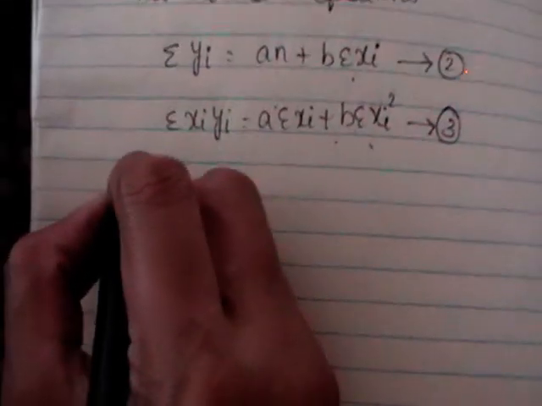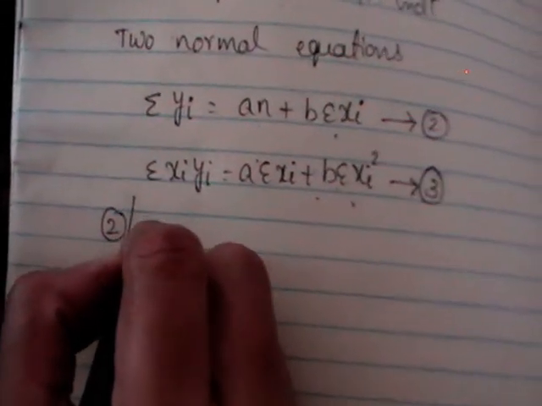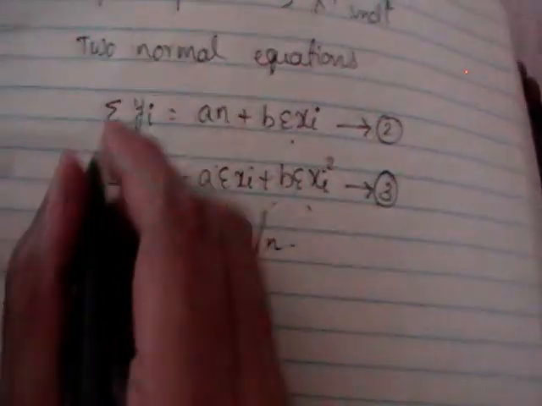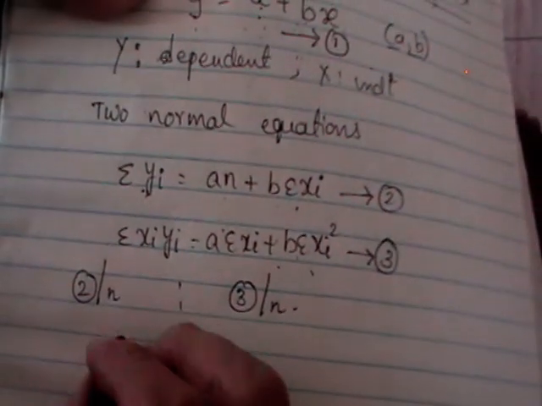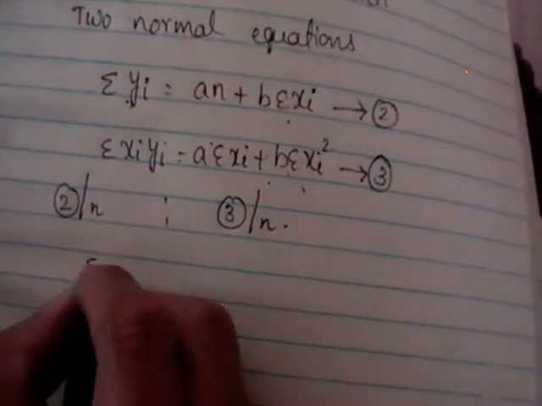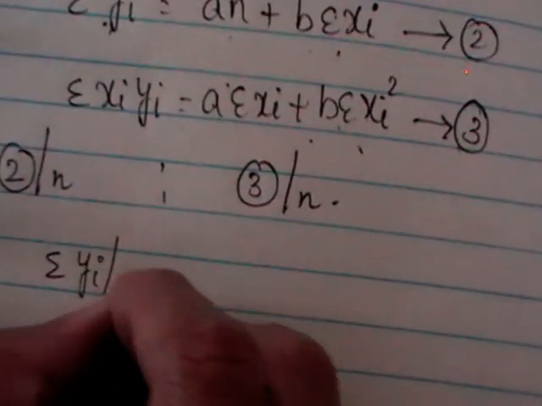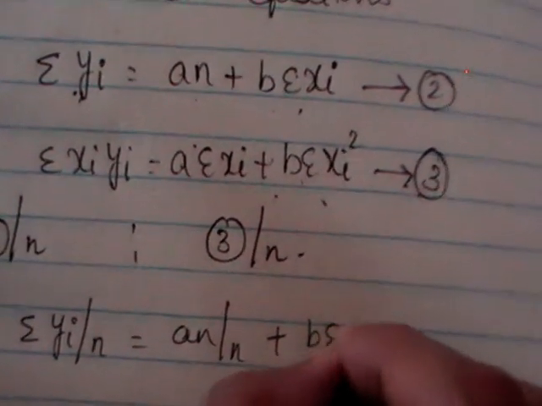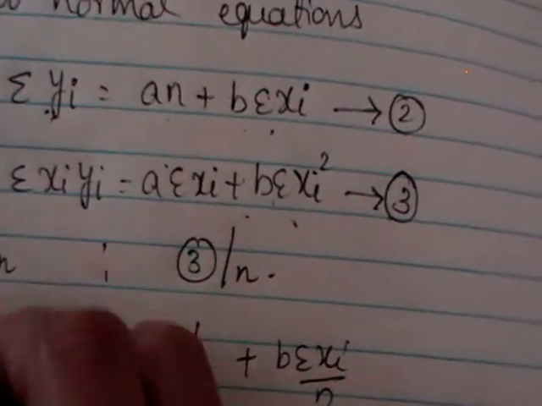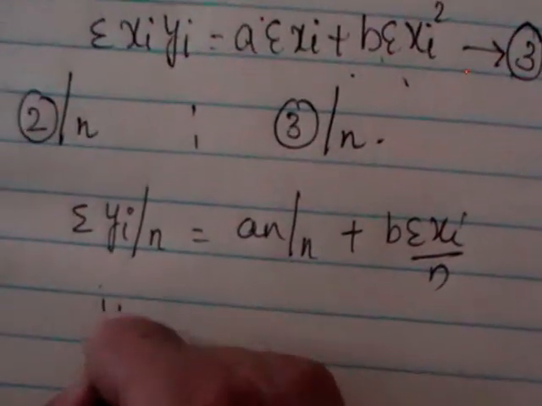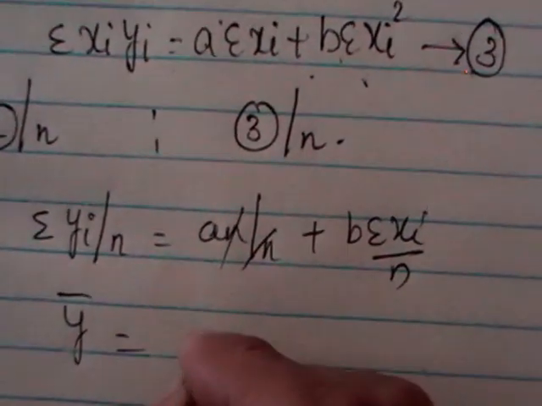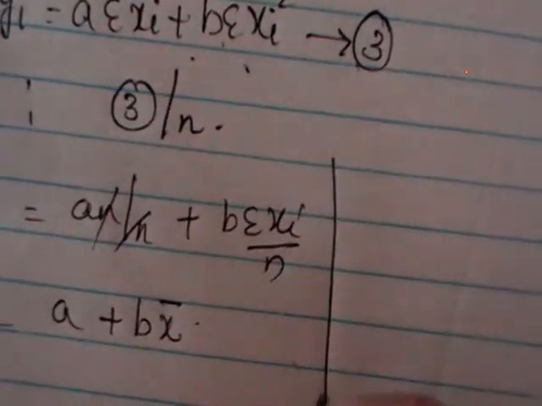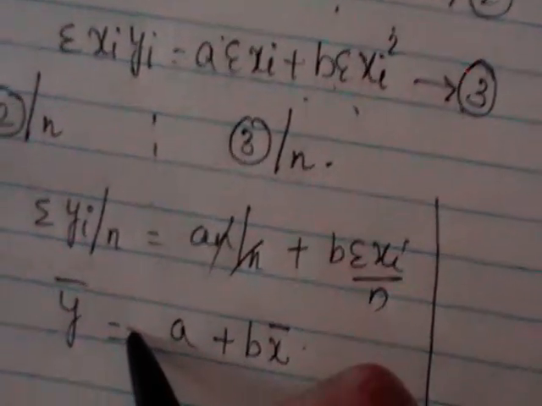Now the same steps. You divide equation number 2 by n and also equation number 3 by n. If you divide equation number 2 by n on both sides, sigma yi by n is equal to an by n plus b sigma xi by n. Sigma yi by n is nothing but y bar is equal to, these two cancel, a plus b x bar. By dividing 2 with n we got this equation.